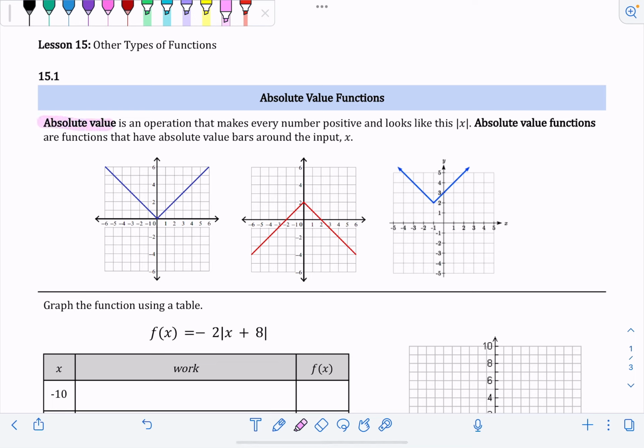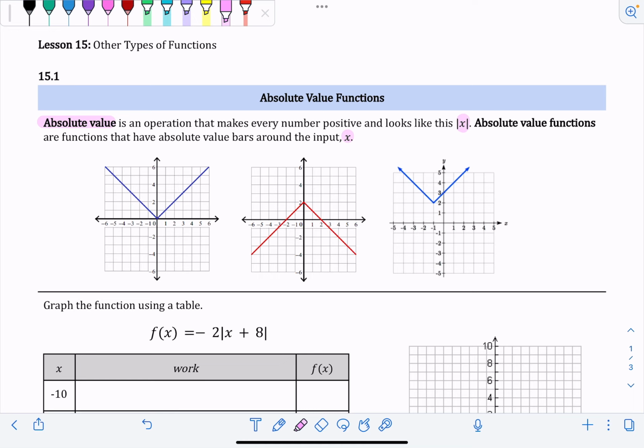Absolute value is an operation that makes every number positive. It's used to describe the distance from zero. It looks like this, where we have two vertical lines surrounding our number or our variable, and those vertical lines are usually referred to as the absolute value bars. So absolute value functions are functions that have absolute value bars around the input x. There can be some other numbers and terms inside of the absolute value bars as well, but we at least will have x inside of them for sure if it's an absolute value function.